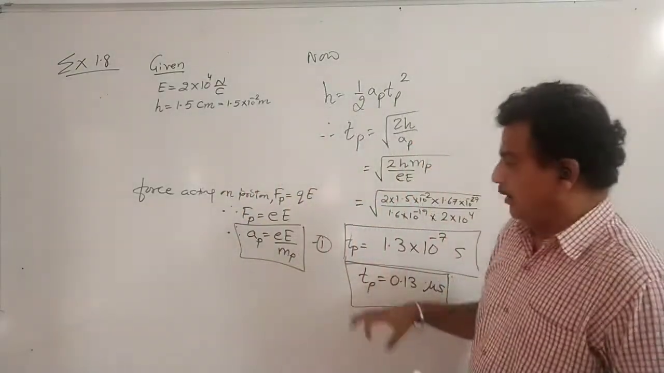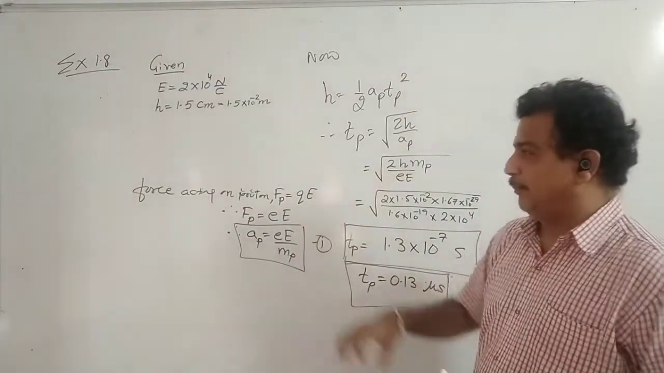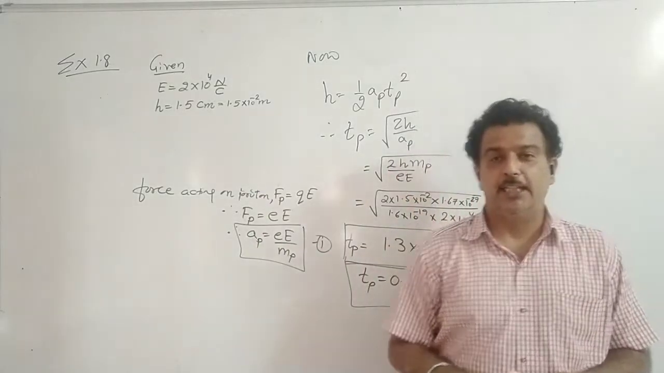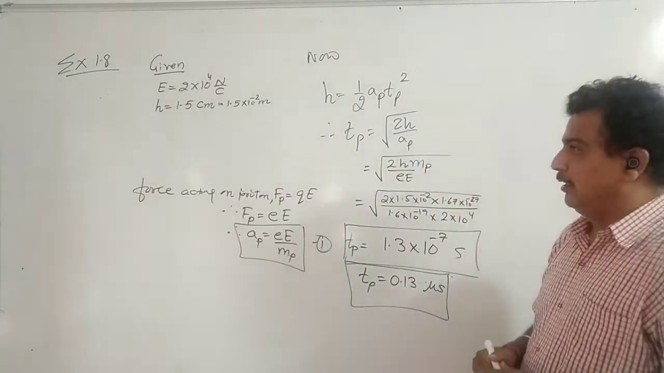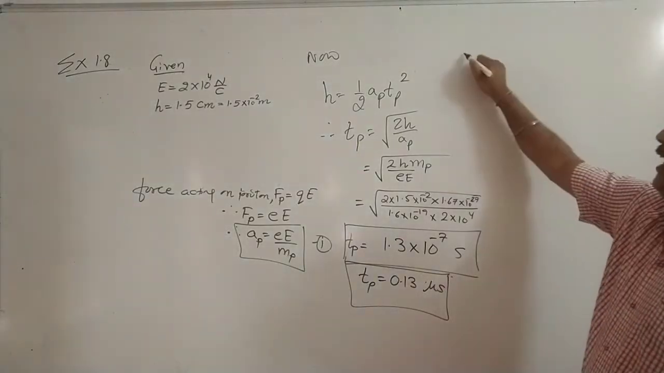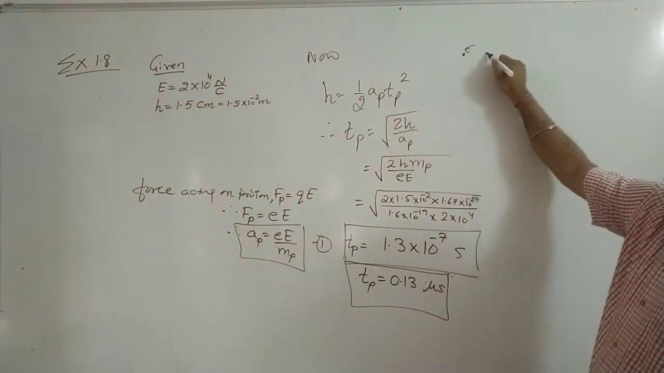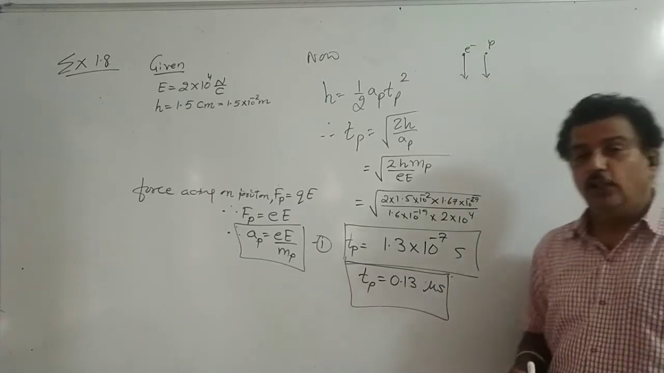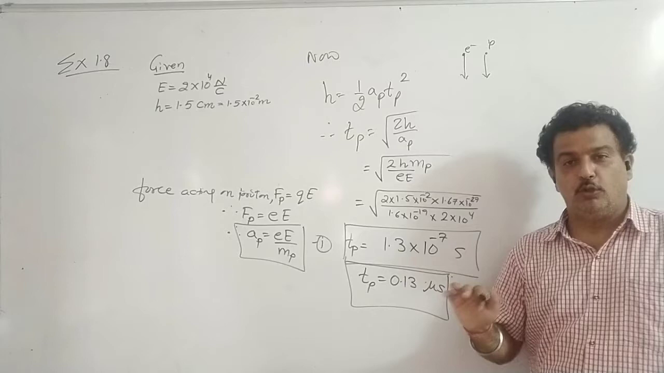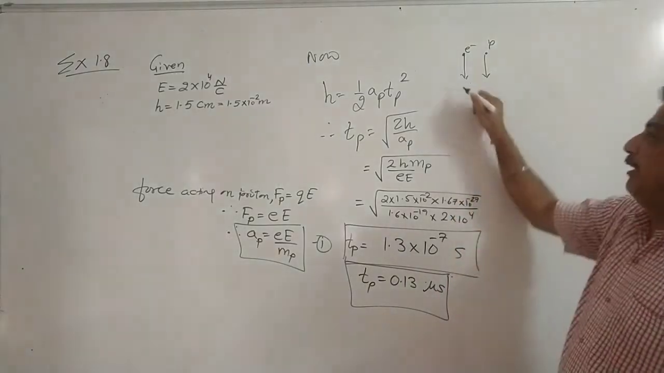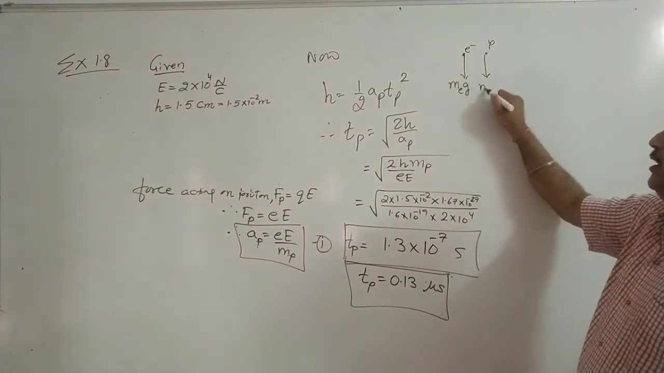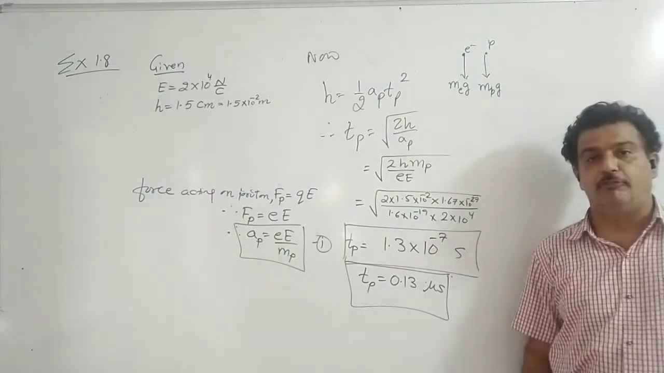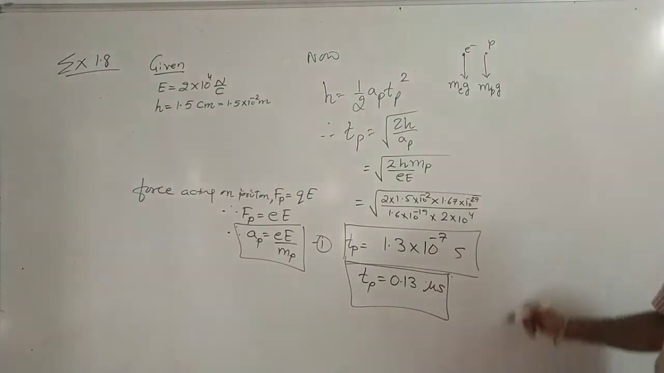Now, in this example, we have considered that the proton and electron were falling in a uniform electric field and the effect of gravity was neglected. Now, suppose that an electron as well as a proton both are falling only in the presence of gravity. We have only gravity. So the gravitational force will be m_e g. This gravitational force will be equal to m_p g. So this is the gravitational force acting on an electron or proton.